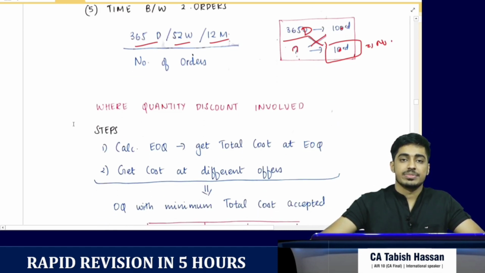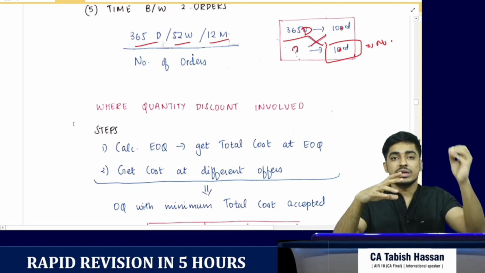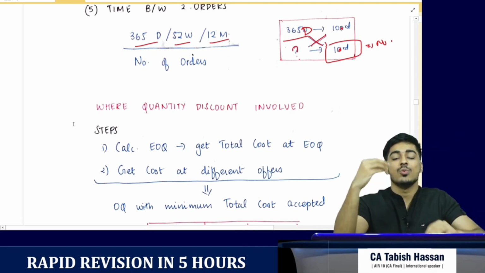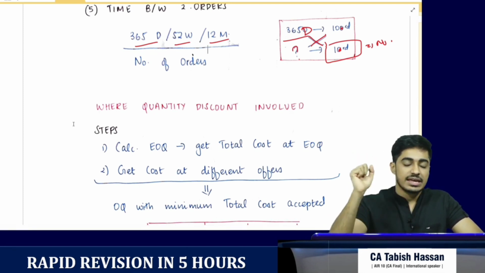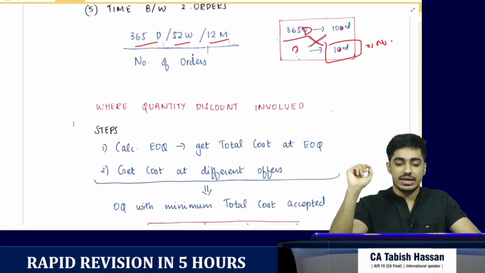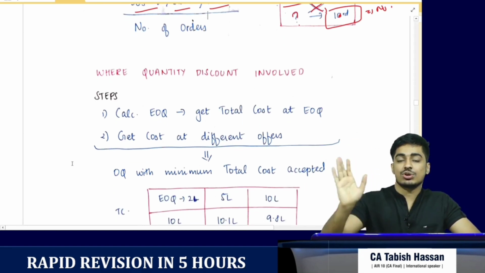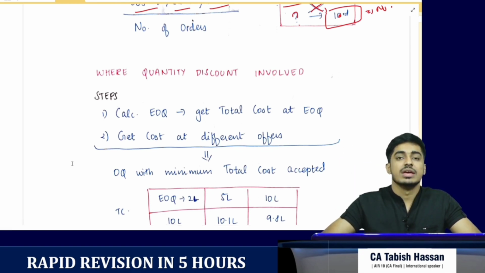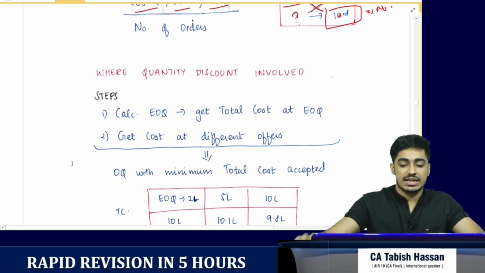Clear? Next. So we have discussed, when no quantity discount is involved, how to get the total minimum inventory cost based on EOQ. Now, when quantity discount is involved, what do we do? Simple. First, calculate EOQ again, and get the total cost at EOQ. Now, there would be different discount offers. So at the discount offers, you see what cost we are getting. Wherever we are getting the minimum total cost, we select that.